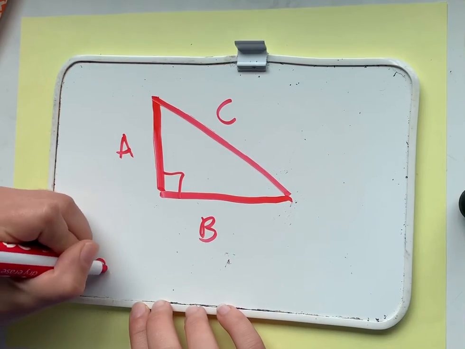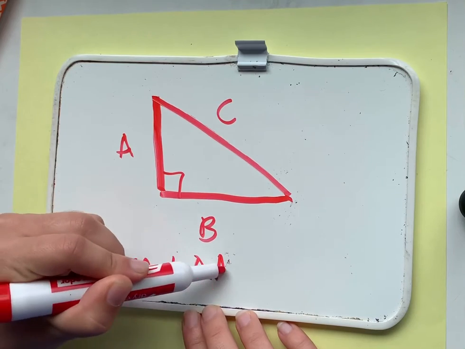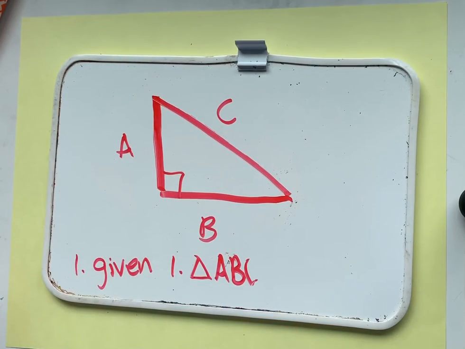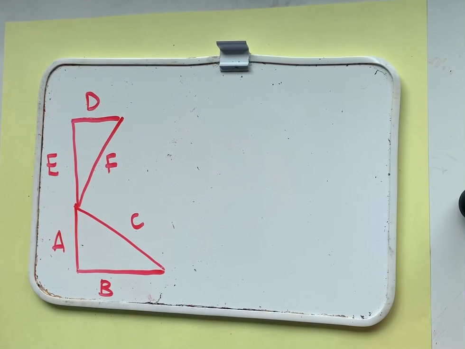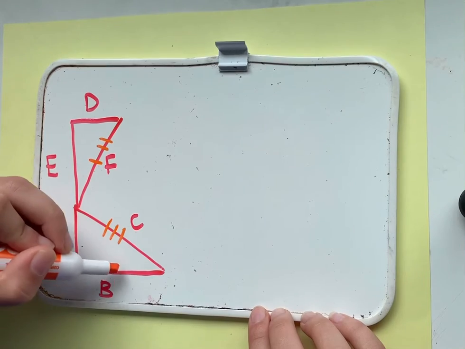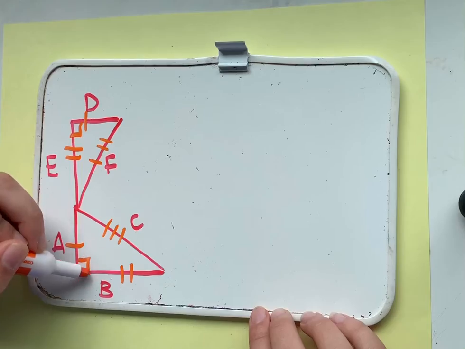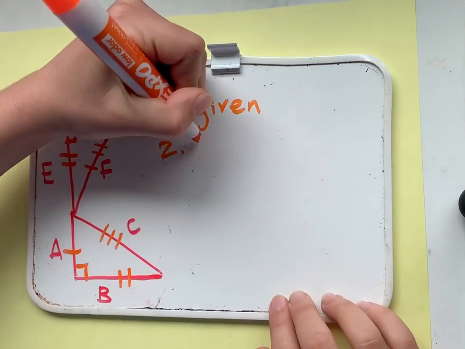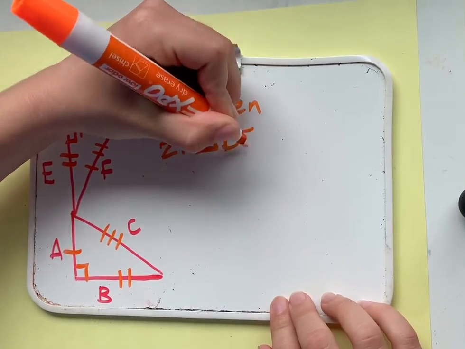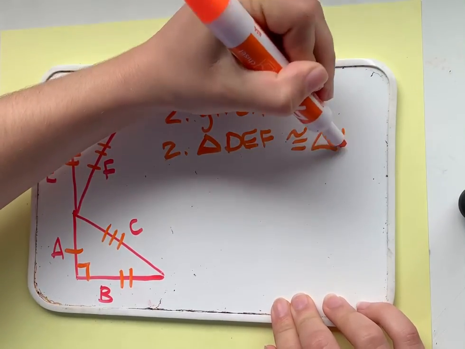The first step, which is a given, states that triangle ABC is a right triangle. The second step is also a given, except the illustration of the same triangle that was in the first step is copied and rotated so it's on top of the original one. The given for this step is that triangle DEF is congruent to triangle ABC.